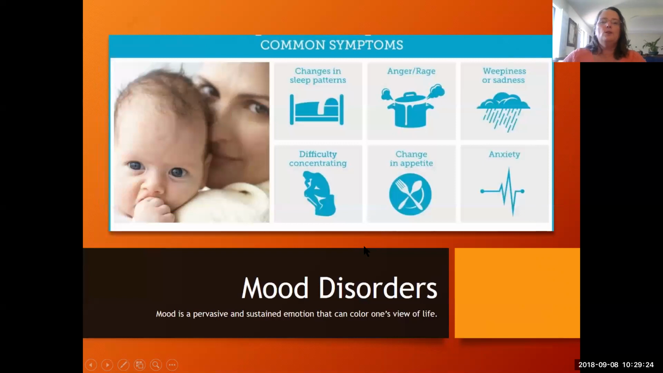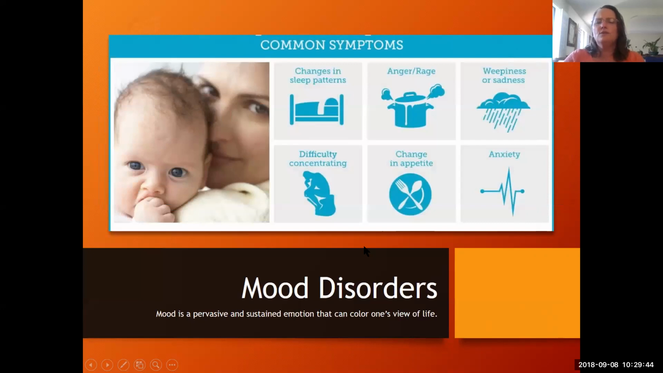So normal symptoms after you have a baby is feeling kind of overwhelmed, feeling like you are extremely exhausted, feeling like you're wondering if you're really good at this, being very tearful.